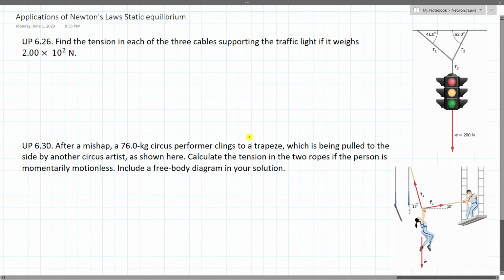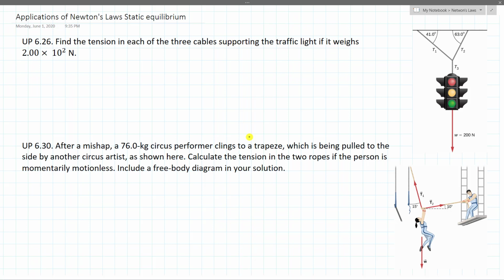In this video, I have two example problems of static equilibrium. Static equilibrium means things are not moving, and they're also not accelerating. So let's go ahead and do a problem like these. It's easier because there's no acceleration.